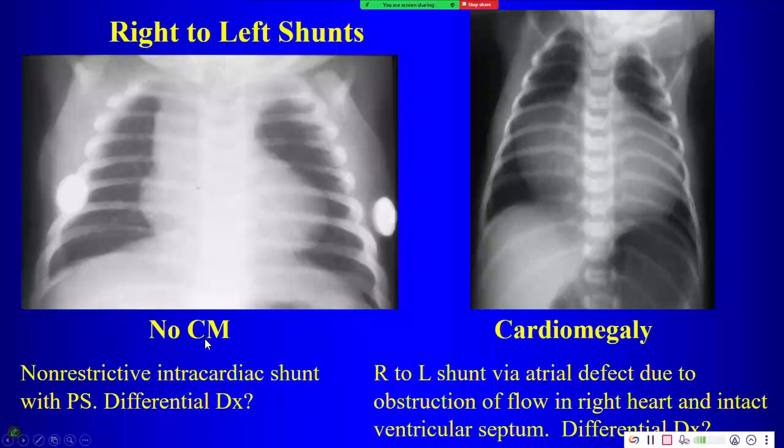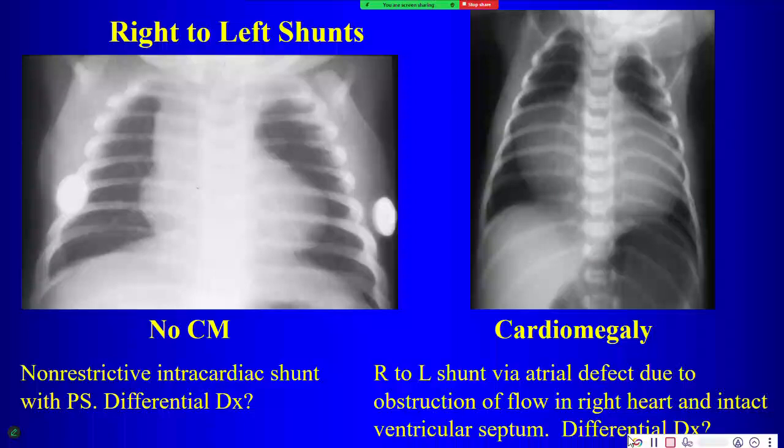So if there is no cardiomegaly, if the right atrium is not particularly enlarged, then here we're dealing with non-restrictive intracardiac shunts with pulmonic stenosis. So here the first thing on the differential diagnosis would be what? Yeah, Tetralogy of Fallot, and then Tetralogy of Fallot-like lesions, which we will discuss.